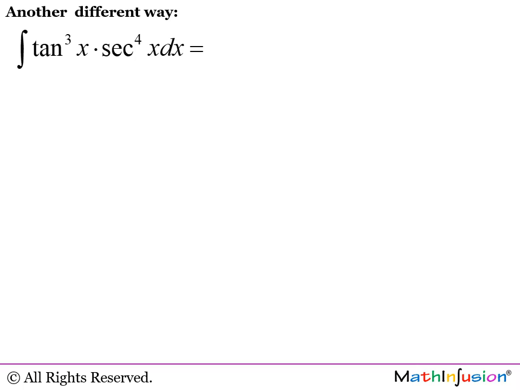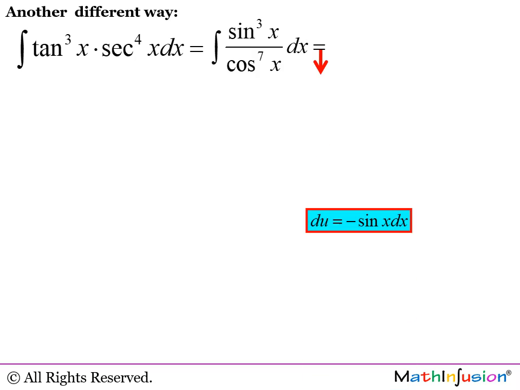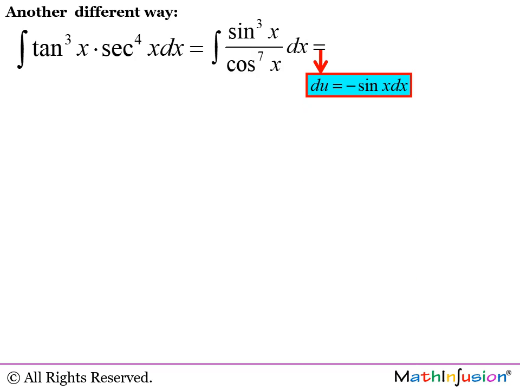Now I'm going to do it even in another way. Let's say that I'm doing something and it's really complicated and I really have no idea what to do. It's always worth it to try to write everything as sine and cosine. So in this case, I will get that. Now it's pretty obvious that because the cosine is in the denominator, u has to be the cosine. I don't have many choices here.